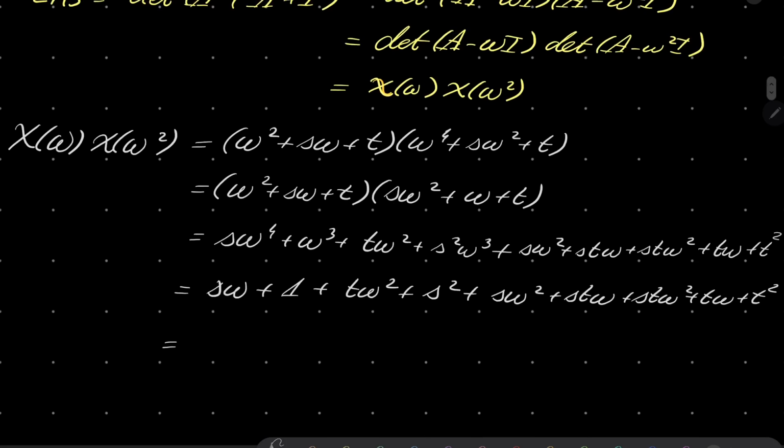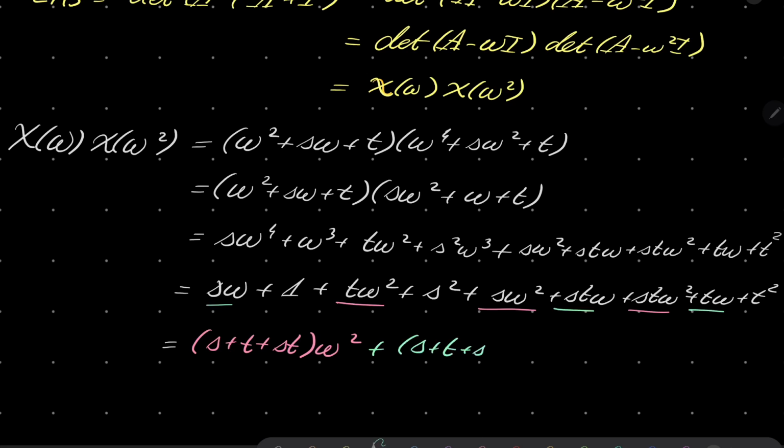Right, and now let's combine terms. First, here we have t omega squared, s omega squared. So let's combine it. And here we have st omega squared. So we have s plus t plus st omega squared. What else? Here we have s omega, st omega, and t omega. So we have plus s plus t plus st omega. And what's left? Well, 1 plus s squared plus t squared.